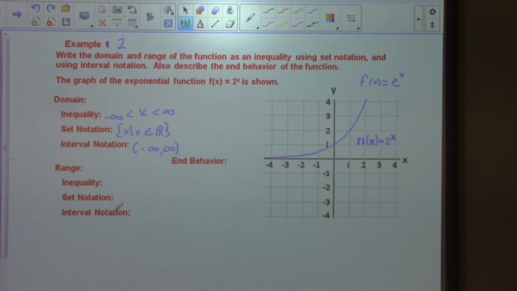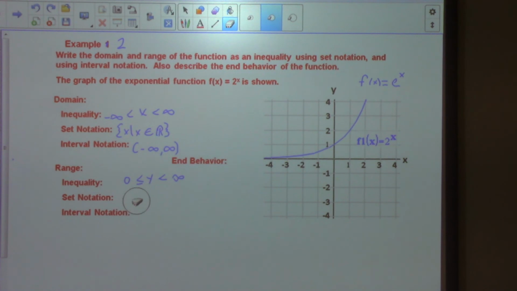What is the range of this function? What is y greater than? Greater than 0? Or is it greater than or equal to 0? You think greater than or equal to? Okay. Does y actually ever equal 0 in this function? No, it doesn't. So we have to alter this a little bit, don't we?